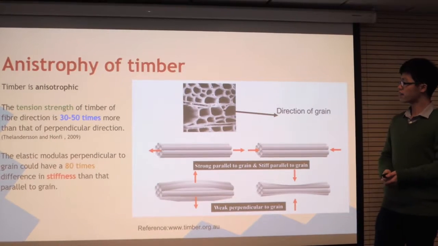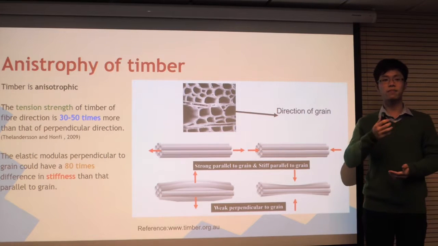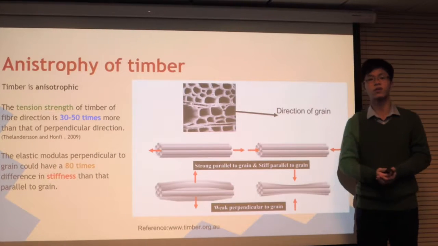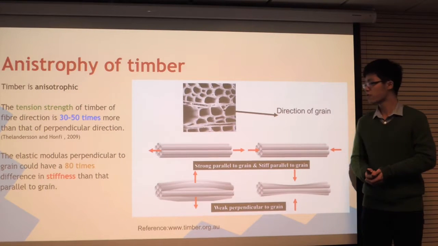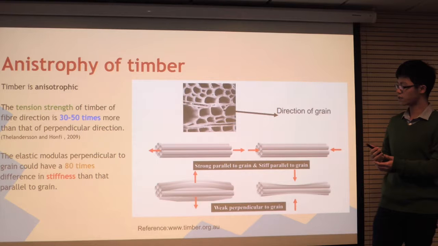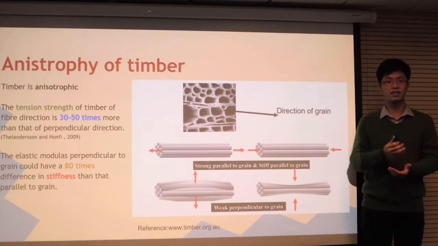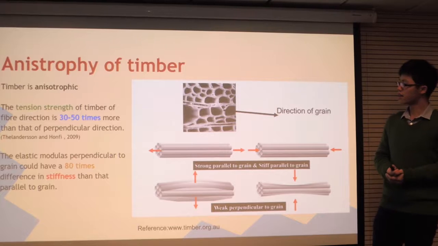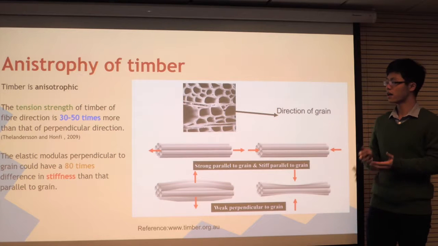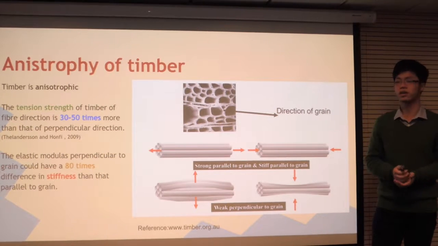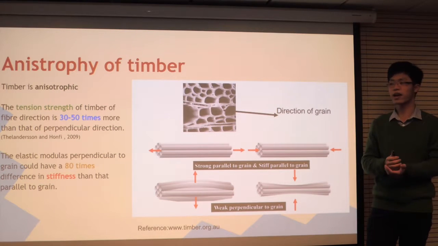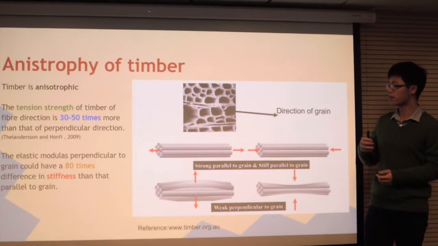And apart from that, another property that timber possesses is that it is anisotropic, which means that the tension strength of timber is affected by its direction of fiber. And you can see that the tension strength of timber along its fiber direction is maybe 30 to 15 times more than in its perpendicular direction. And the elastic modulus perpendicular to the grain could have an 18 times difference in strength.